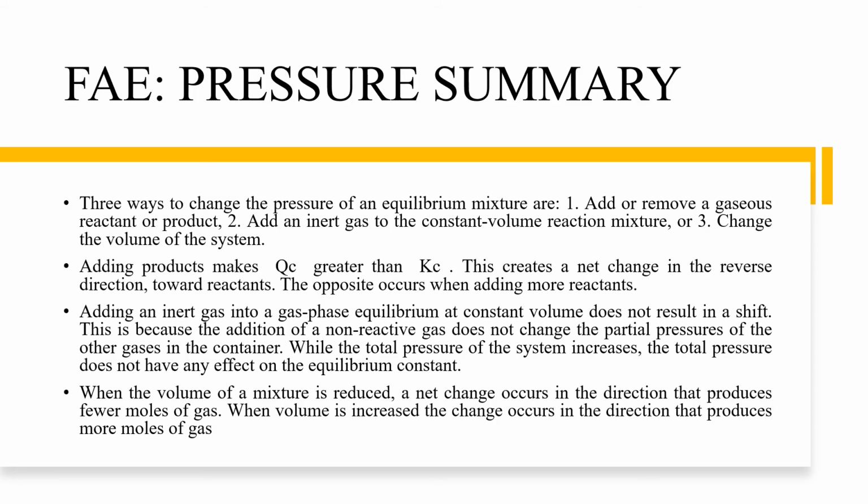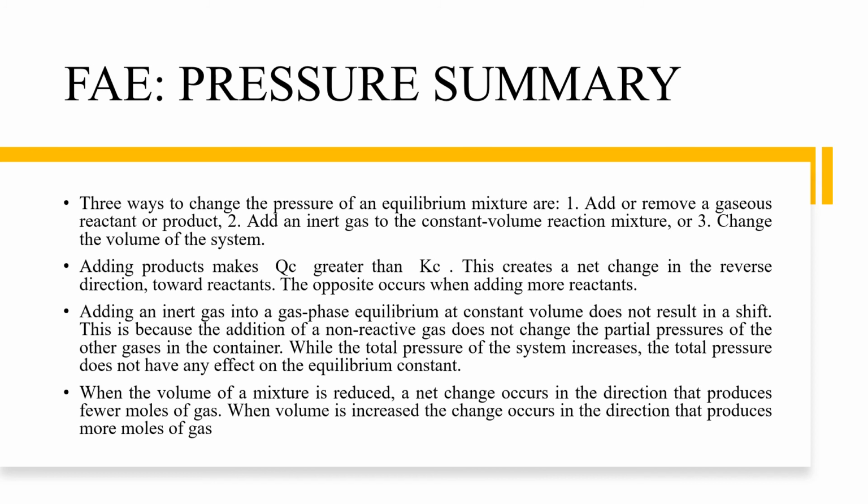Pressure summary. Three ways to change the pressure of an equilibrium mixture are: add or remove a gaseous reactant or product, add an inert gas to the constant volume reaction mixture, or change the volume of the system. Adding products makes QC greater than KC. This creates a net change in the reverse direction towards reactant. The opposite occurs when adding more reactant.